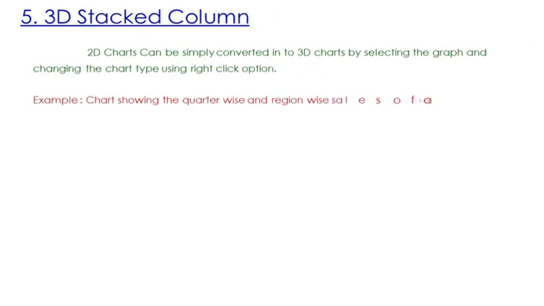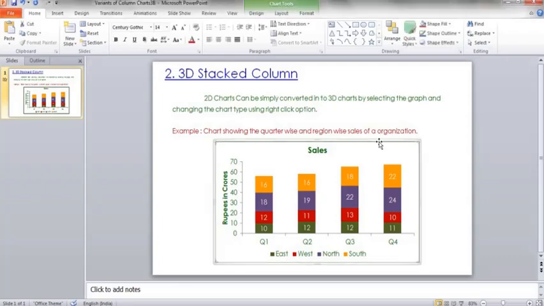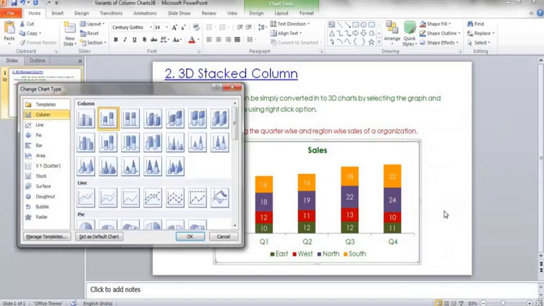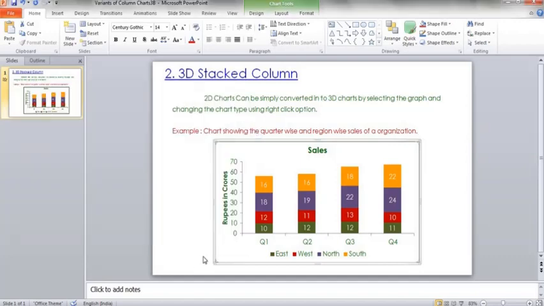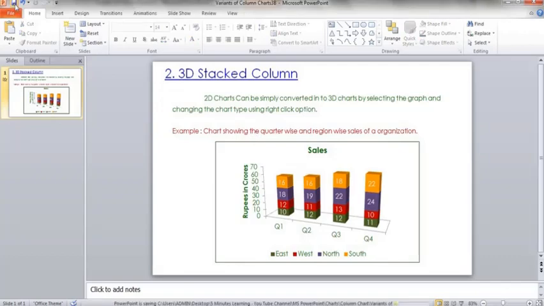The next 3D chart is stacked column chart. Now let us see how to convert 2D chart into 3D chart. Right click on the chart, go to change chart type, select the appropriate option and then click OK. Here we are going to select 3D stacked column chart.